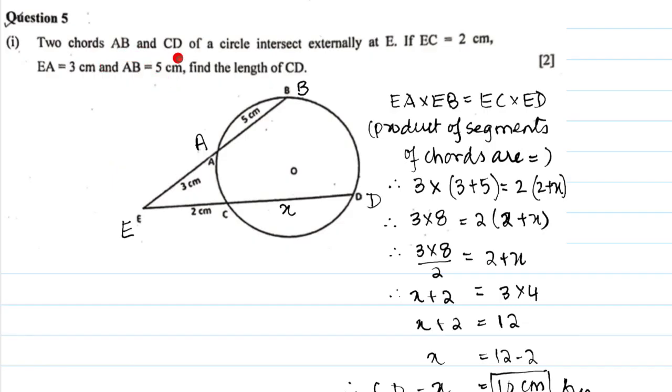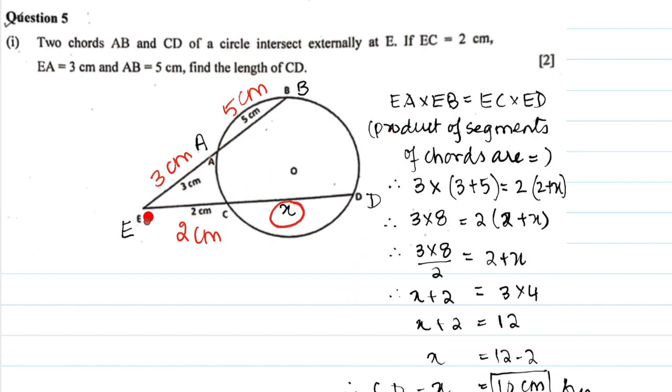Two chords AB and CD of a circle intersect externally at E. If EC is 2, this is 2 centimeter, and EA is 3, this is 3 centimeter, AB is 5, so this is 5 centimeter. Find the length of CD, which we call X.